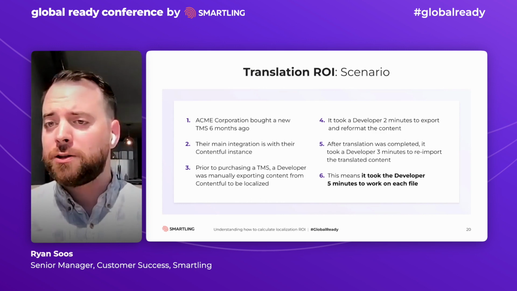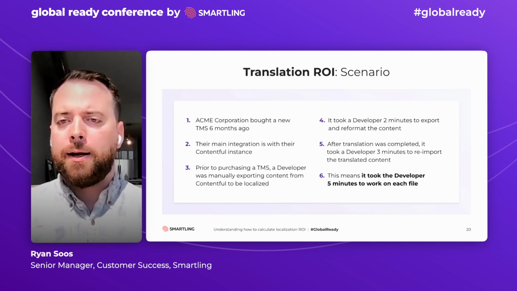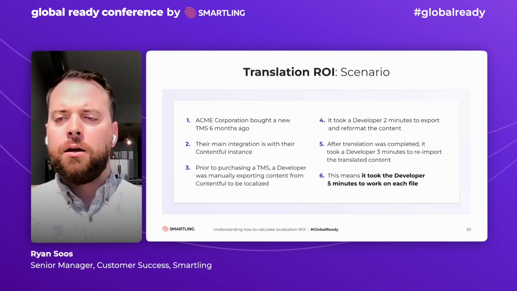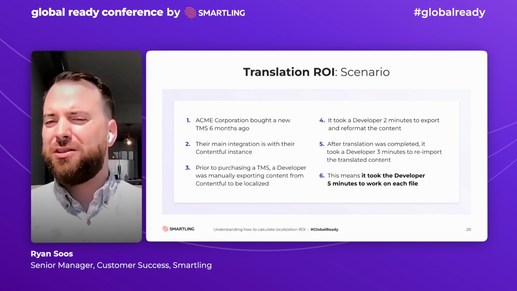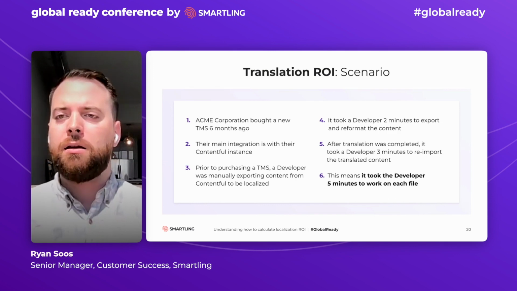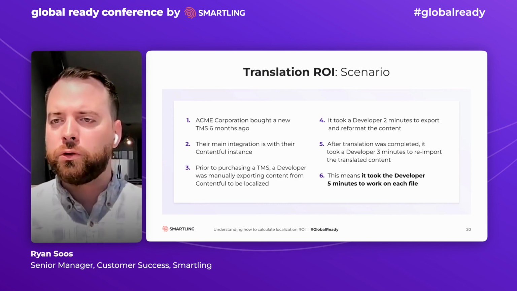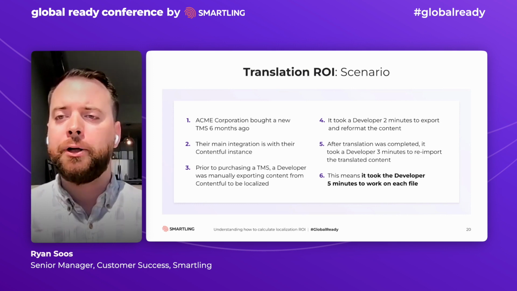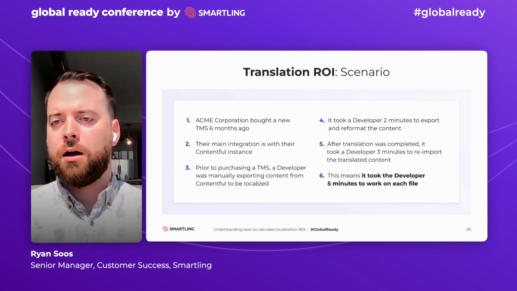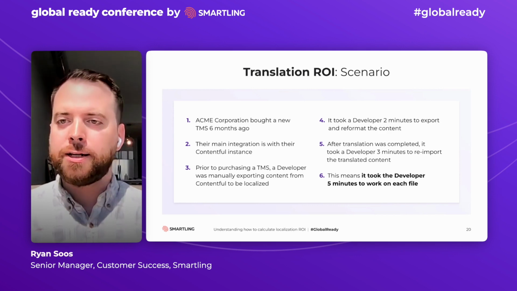I'm sure it probably took them more than 2 minutes, but they told us it took them 2 minutes to export and reformat the content. And then once the LSP sent their content back, it took the developer 3 minutes to fix that. It pulled them away from building new tools, from building new product, what they really love doing. And they had to reformat that content, re-import it. So it took the developer 5 minutes of their time to work on every single file that was localized.